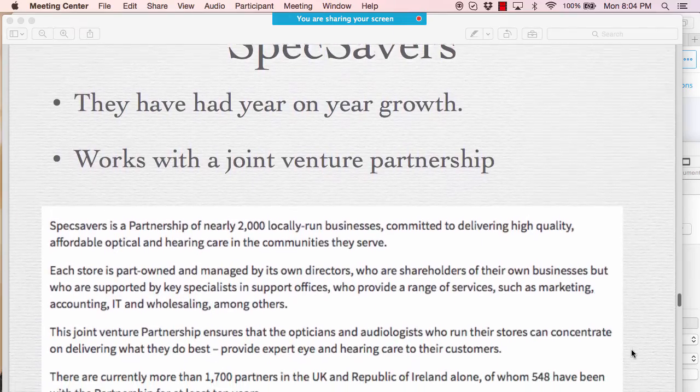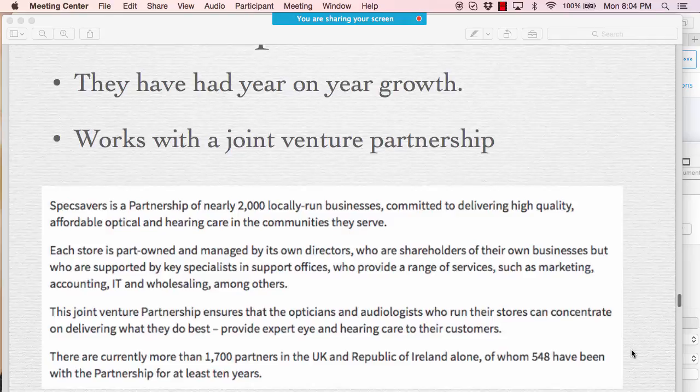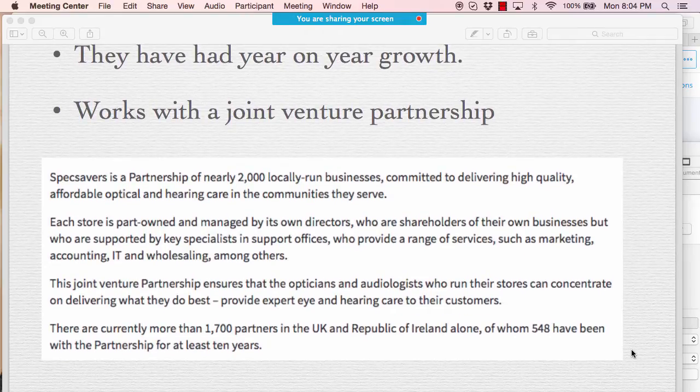So there is a little bit of a story about Specsavers. They have had a year-on-year growth, works with joint venture partnerships. That's their strategy. Anju, can I?